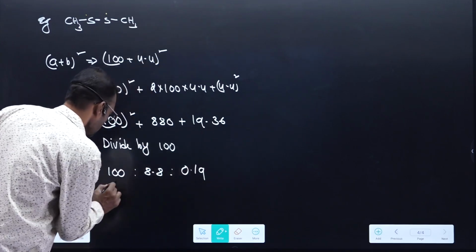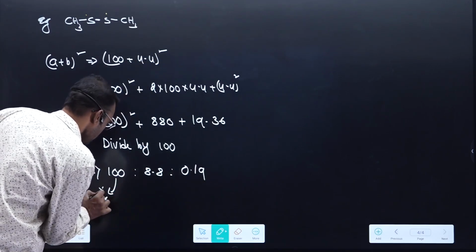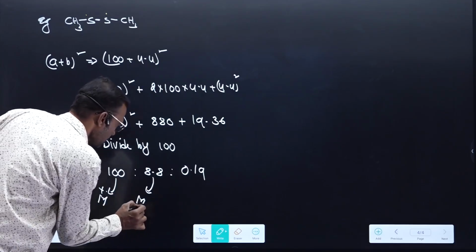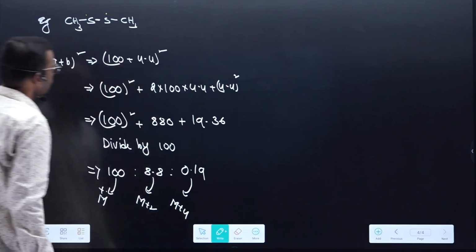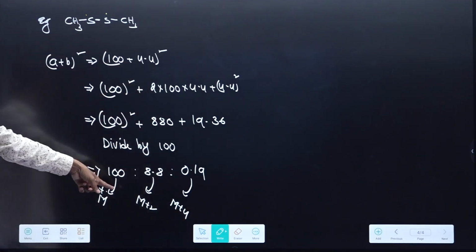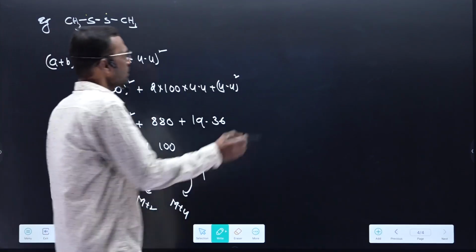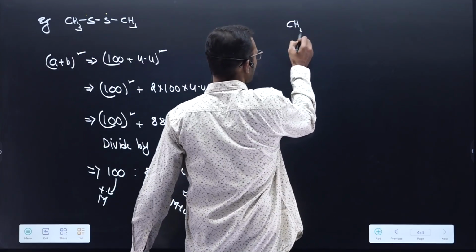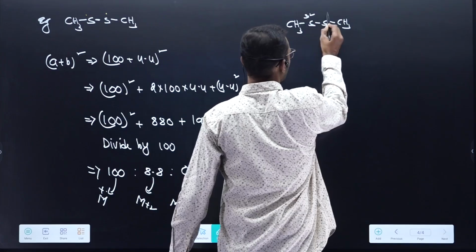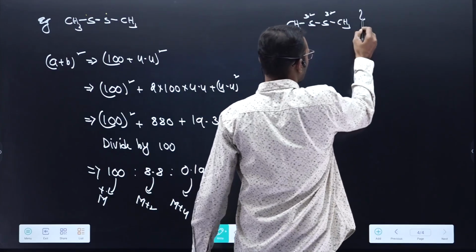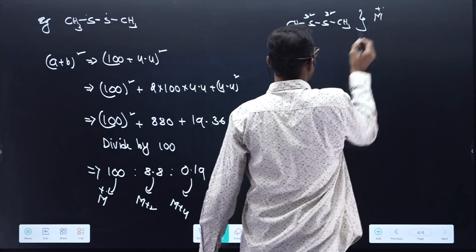So this is molecular ion peak intensity, this is M plus 2 peak intensity, and this becomes M plus 4 intensity when 2 sulfurs are present. This peak intensity is 0.19. So which means when 2 sulfurs are present, this is 32 and this is 32. This becomes the molecular ion.